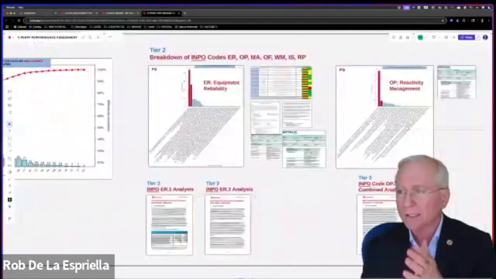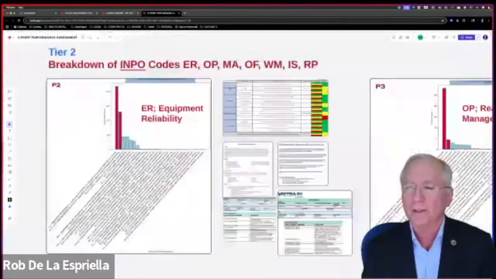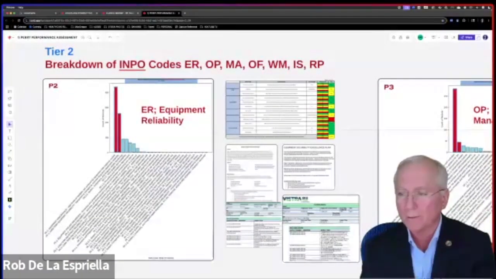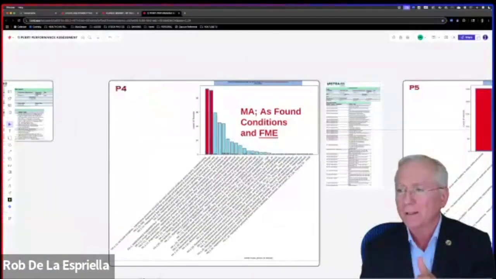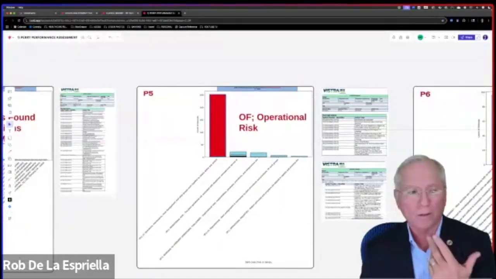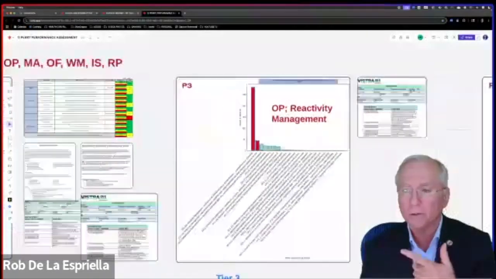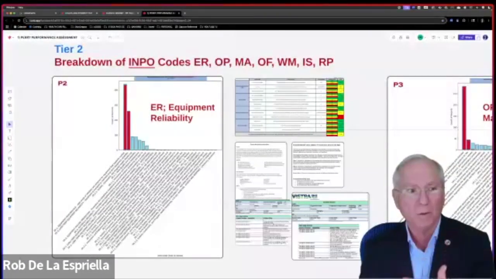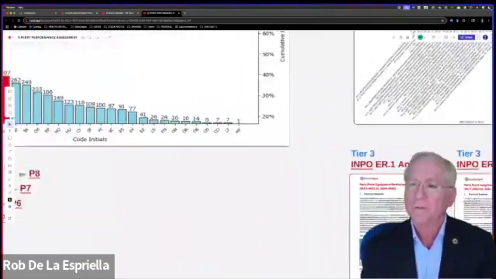Now we take these and go to second tier Pareto charts. Each one of those is also further analyzed into tier 2. So this is the equipment reliability Pareto chart, and then reactivity management, and then foreign material exclusions, and operational risk, and so on. And you see the salient points of each of these. So now from the tier 2, we have even more insights. And now we go to tier 3. So what did we do?